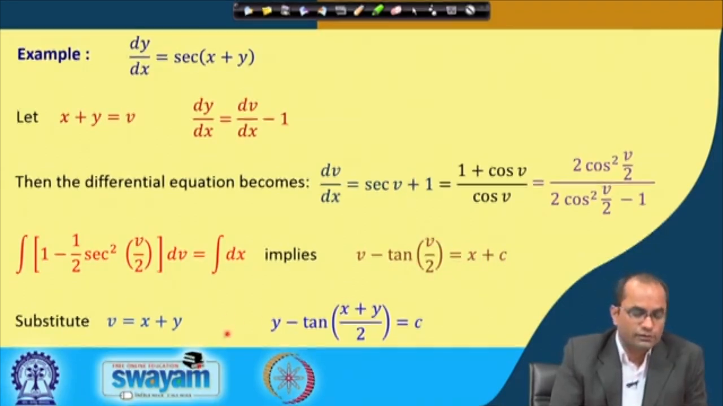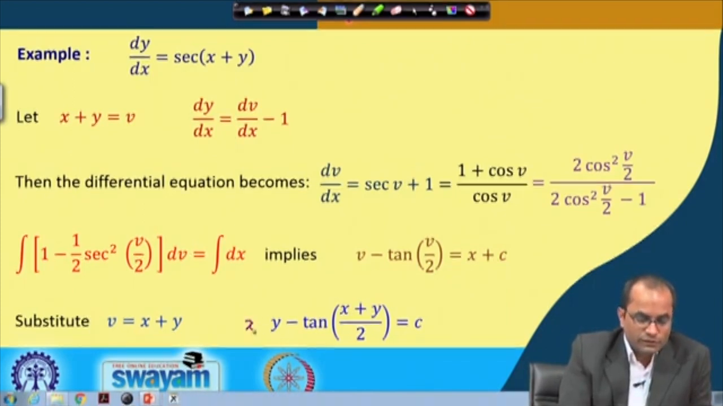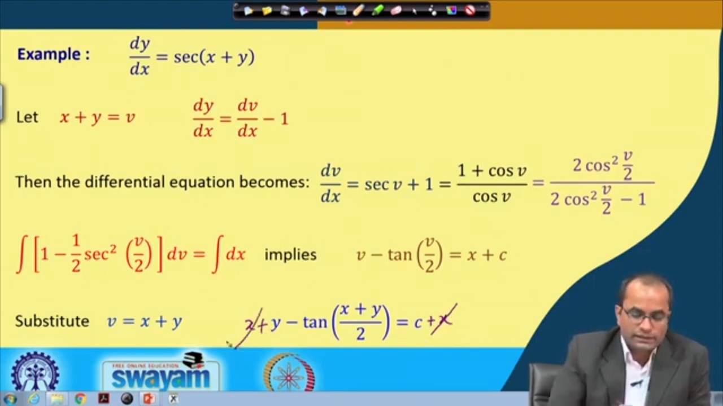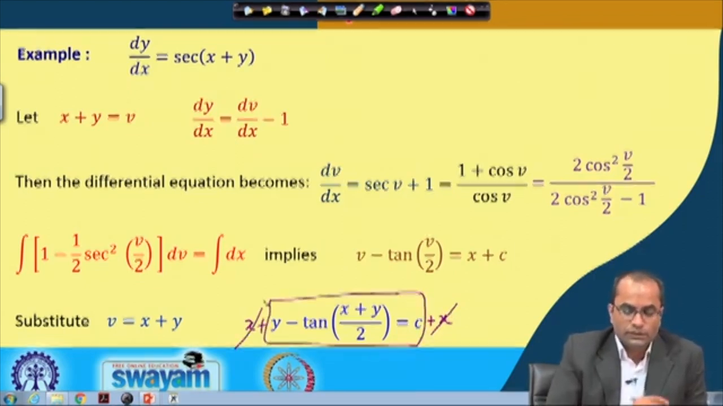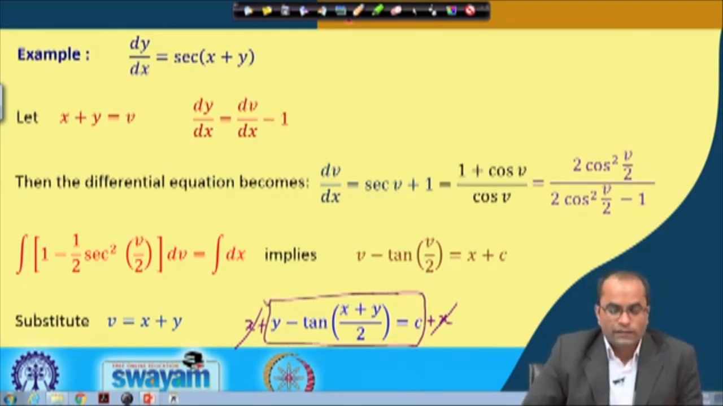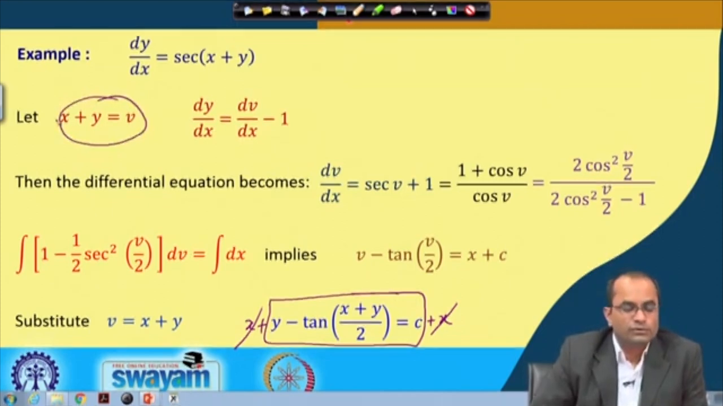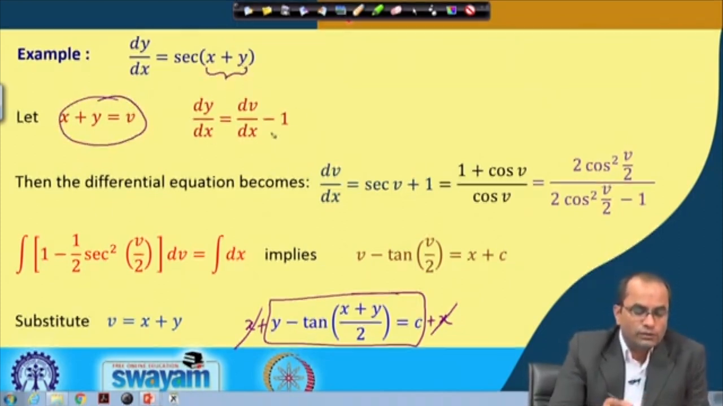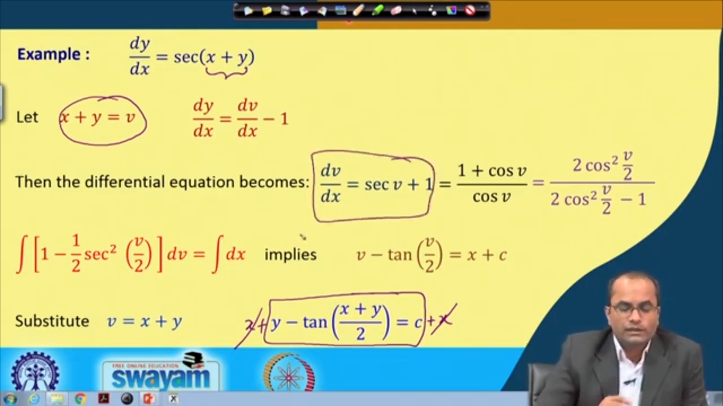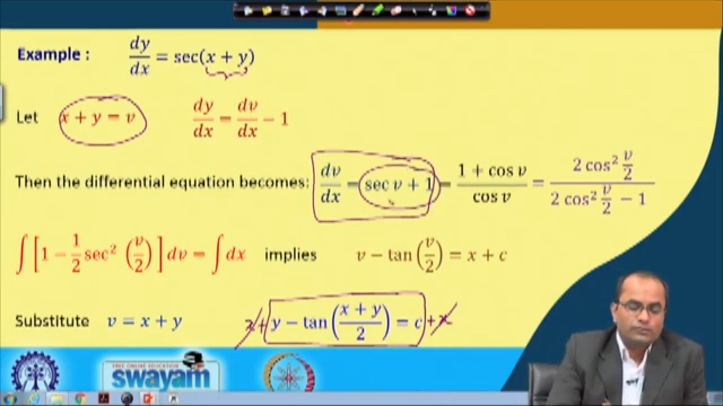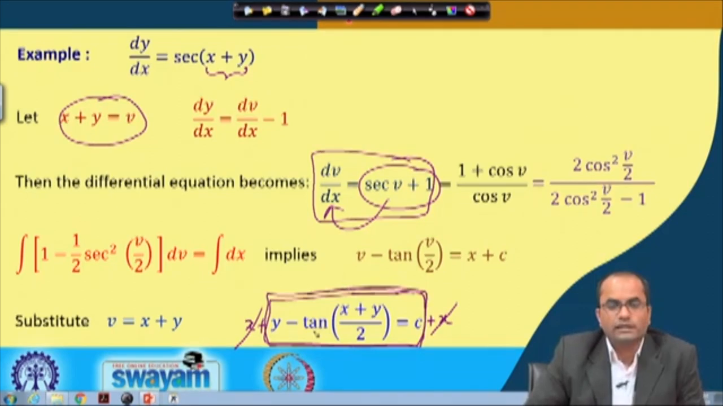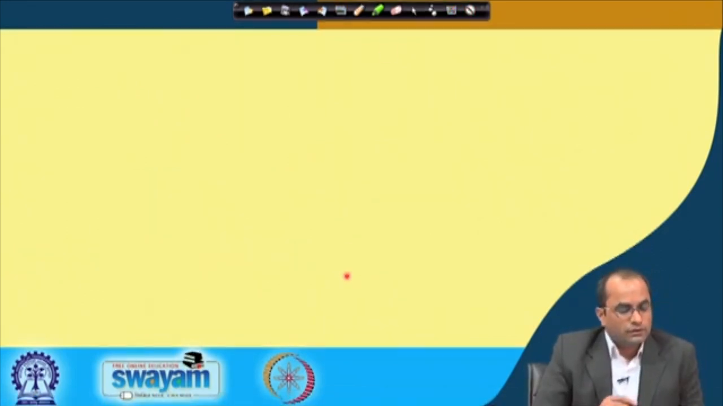So, on the left hand side we also have x plus y, and on the right hand side we have x. This x gets cancelled, and then we have the solution: y minus tan of (x plus y) by 2 is equal to the constant c. Here the given equation was not in separable form, but by doing the substitution x plus y equal to v, the new equation dv over dx equal to sec v plus 1 is in separable form, and therefore we could integrate it easily and finally got this implicit solution: y minus tan of (x plus y) by 2 is equal to an arbitrary constant.